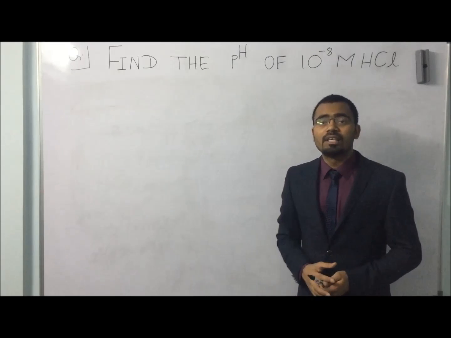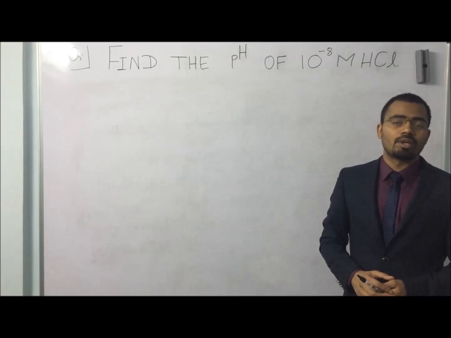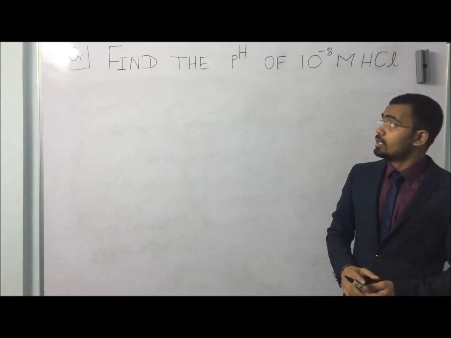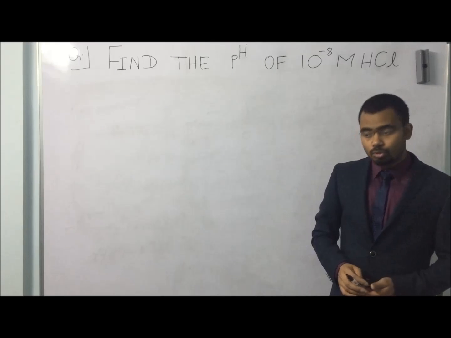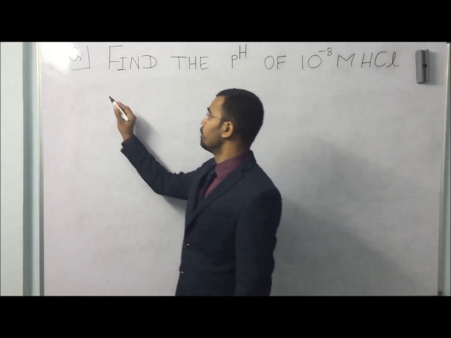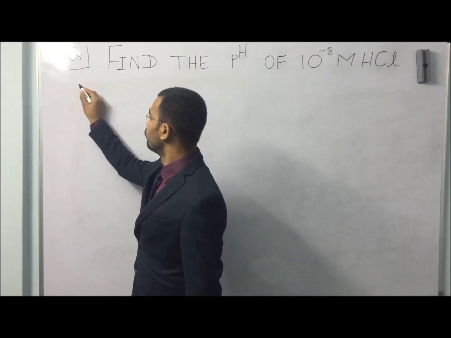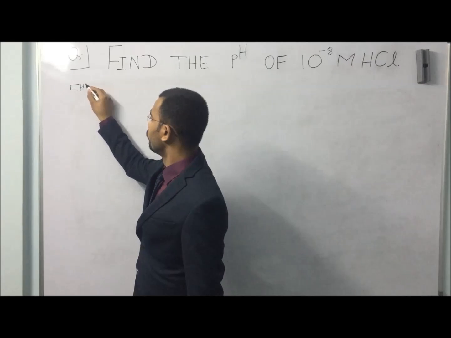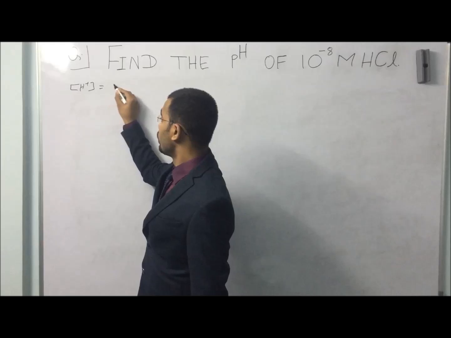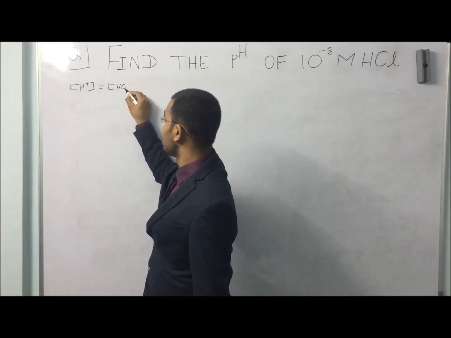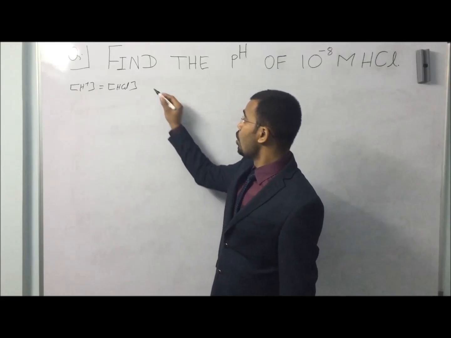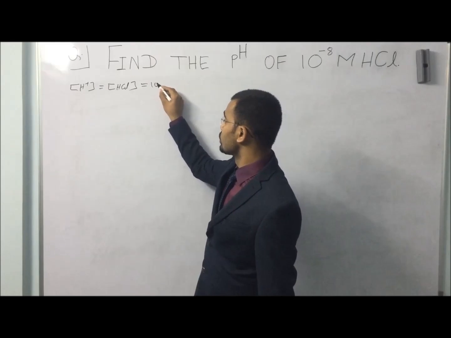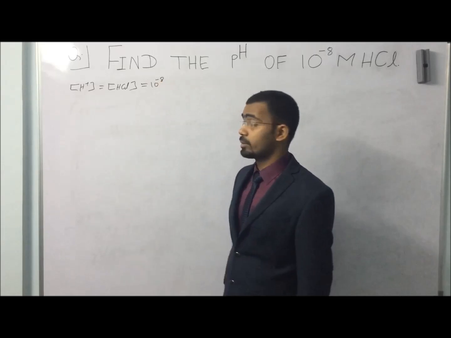So what is the general step taken by a student? Since the given acid is a stronger acid, the concentration of H plus will be the concentration of HCl, because the given acid is monoprotic, which is equal to 10 raised to minus 8.